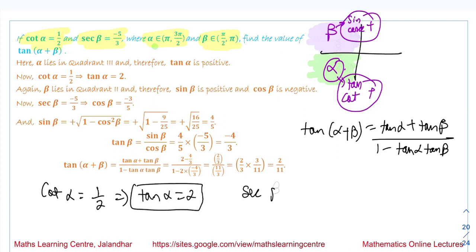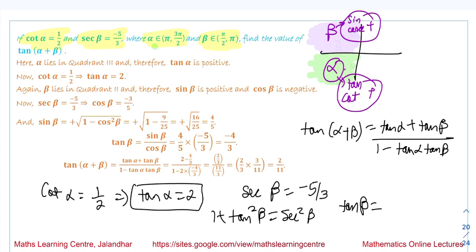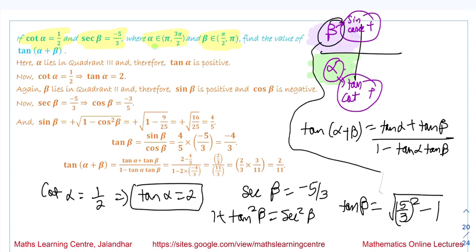The value of secant beta is given to be minus 5 by 3. We know that 1 plus tan square beta is equal to secant square beta. So the value of tan beta will be equal to the square root of secant square beta minus 1, means (5 by 3) square minus 1. Now for beta we are saying tan is negative, so we will have a negative sign over here. So the answer we obtain is the square root of 25 by 9 minus 1, and this gives us minus 4 by 3.